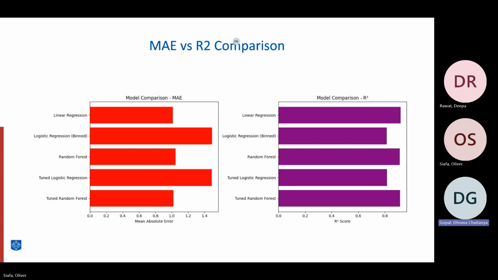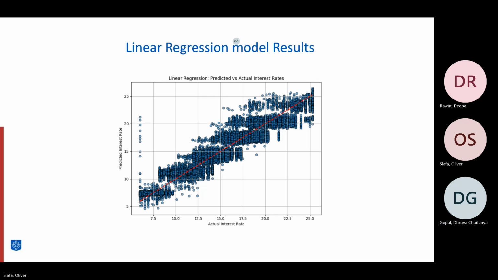We can see that both MAE and R2 scores tell us that linear regression is the best model, because it has a lower MAE value and a higher R2 score. Coming to the next slide, these are the results that we found from the linear regression model. The scatter plot confirms the excellent performance of the model. Predictions closely align with the actual interest rates, especially along the red 45-degree reference line. While there are some outliers, the overall fit is strong across all interest ranges.